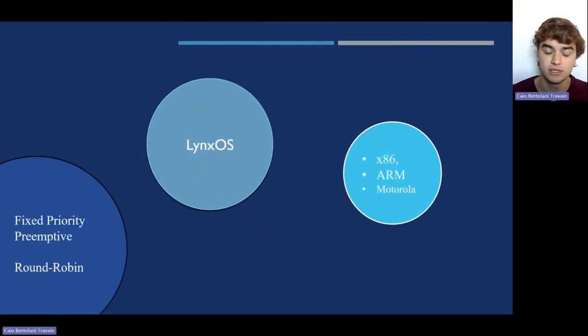Going to LynxOS, it was based on Linux, but it's also a proprietary one, so it also requires a license. It uses the same algorithms as VxWorks and was also made for the same purpose, for bigger platforms like x86, ARM, and also some old Motorola processors. It is also present in the medical field, some vehicle defenses, and even in aeronautics.